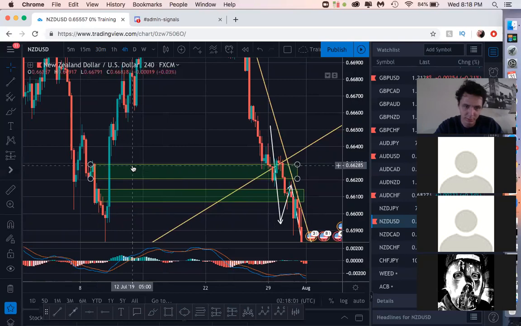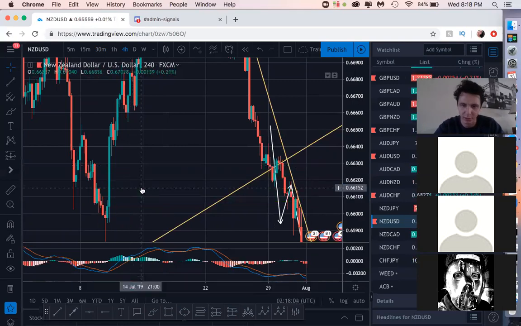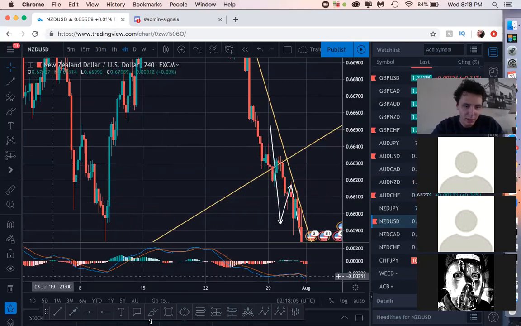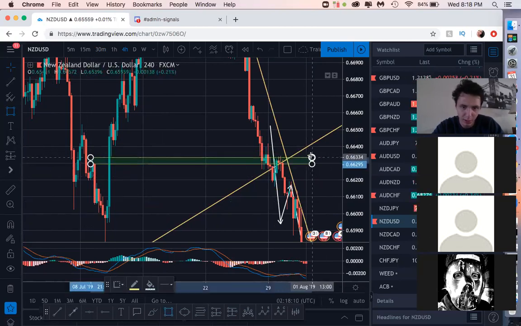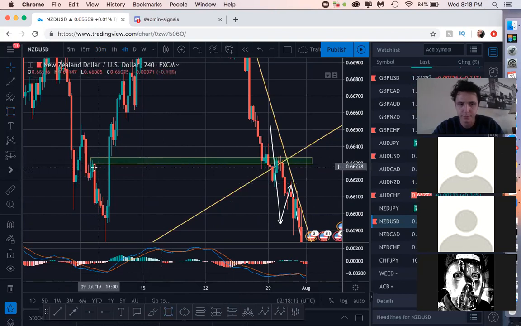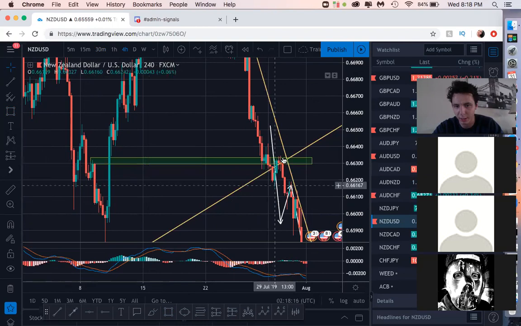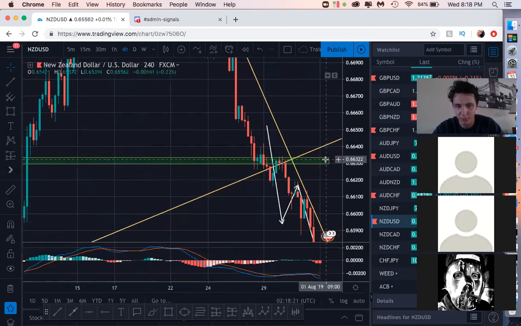Let me get this stuff off my graph. So yeah, it was kind of setting up nice with this little liquidity area here. And yeah, so you could have got in right here on the break retest. I mean, it wasn't picture perfect, but the candles made it.